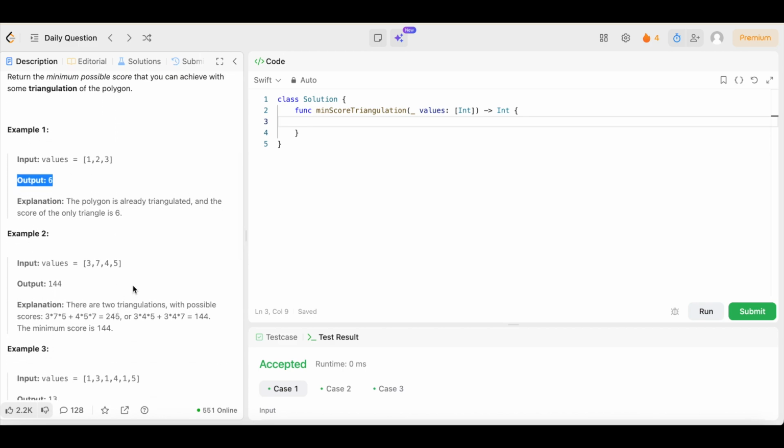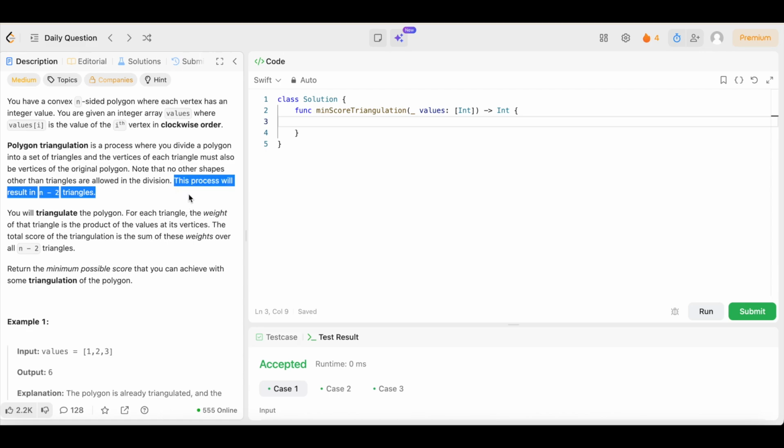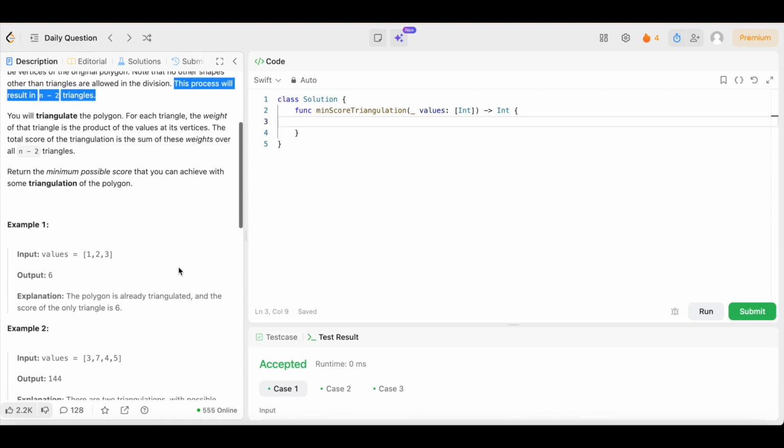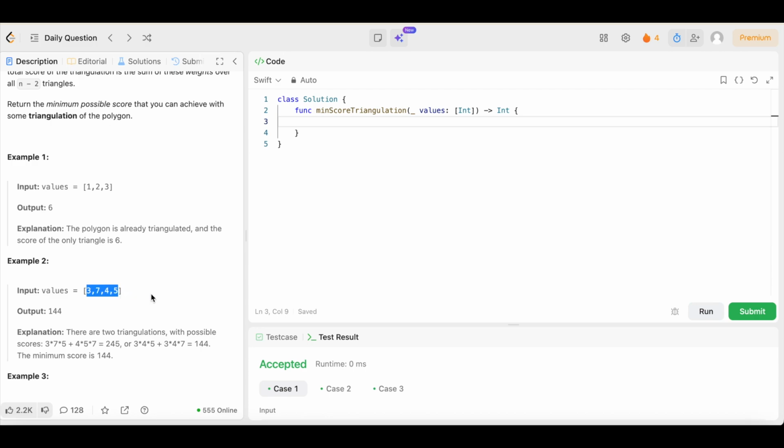So let's take a look at example 2, where it's a little bit more tricky. We have more sides in our polygon, and we have more triangles that can be formed. In example 2, we have our input values equals an array of integers 3, 7, 4, and 5. That represents the vertices of our polygon. It says the output is 144, so let's see how they got that output. The explanation says there are two triangles. Remember, the process will result in n minus 2 triangles. Since we have 4 elements, n minus 2 is 2. So we know that we're going to have 2 triangles just off the fact that n equals 4.